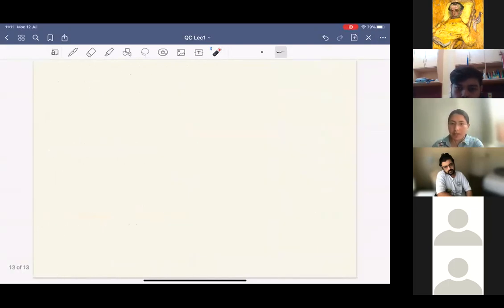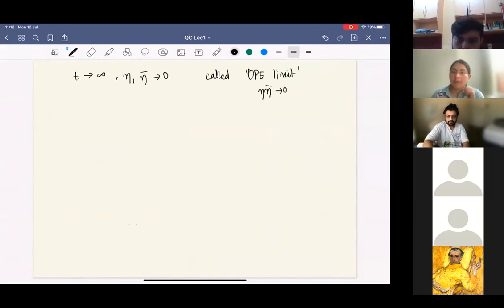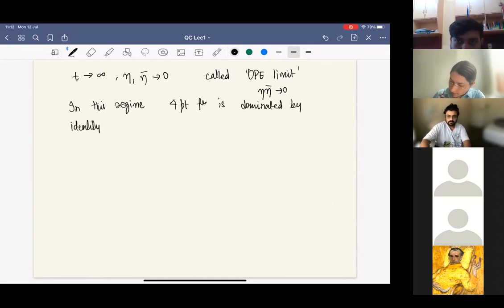I'll just stop in a few minutes and then you can ask questions. So at late times, eta and eta bar go to 0. This is called the OPE limit, when eta times eta bar goes to 0. And it is in this regime that a 4-point function is dominated by the identity block. So the OTOC in this regime just gets contribution from the identity blocks.